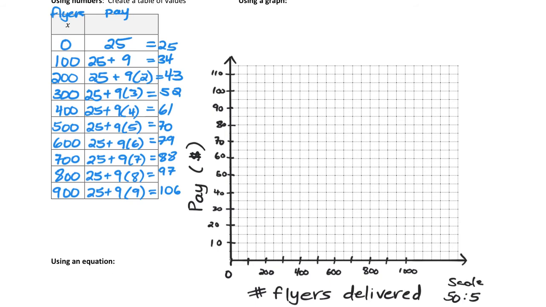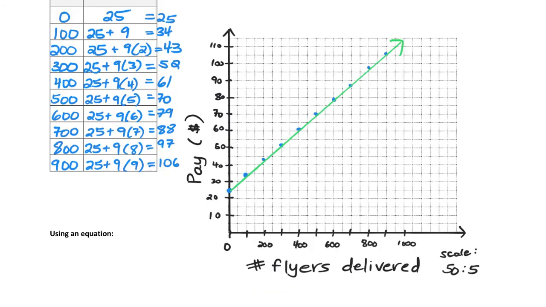Make sure to include that. Now plot your points. For example, the first one is 0, 25. So here's 0 on my x, 25 on my y would be there. Once you get your points, draw a line, please. Pause the video and keep going.